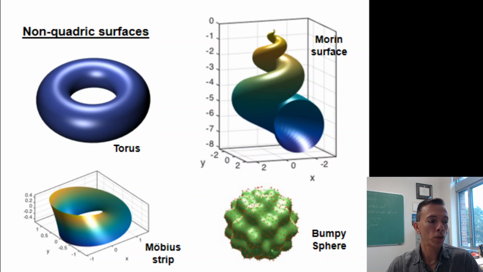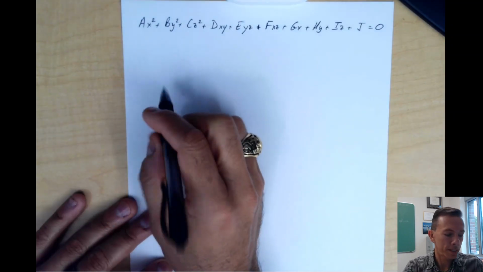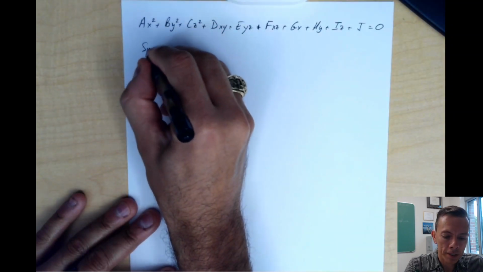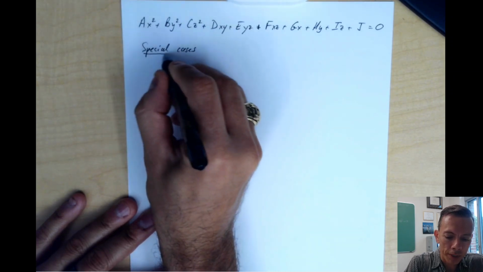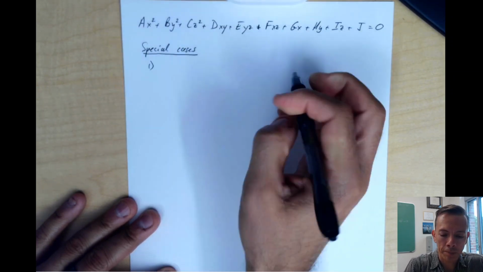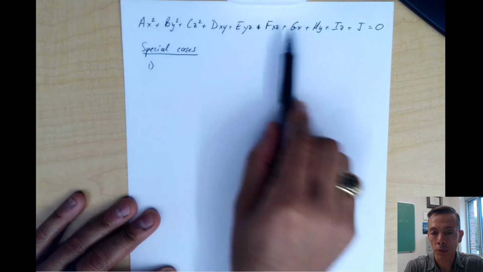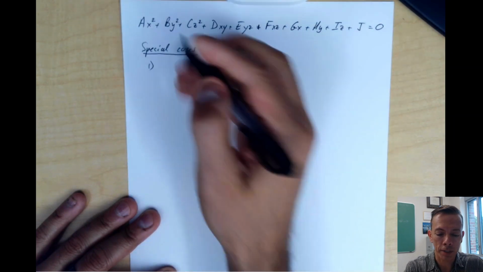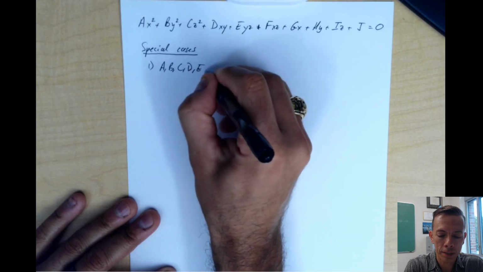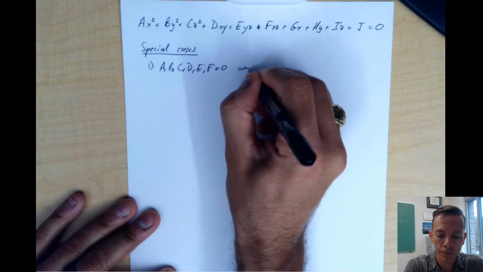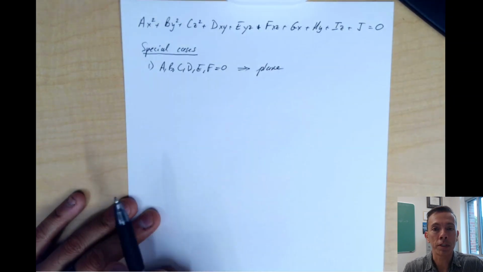Okay, so if we look a little bit closer at the different kinds, there are some special cases that we've already encountered. First of all, if all the quadratic terms are 0, this boils down to the equation of a plane. So if A, B, C, D, E, and F are equal to 0, this is just a linear equation, which is the equation of a plane.